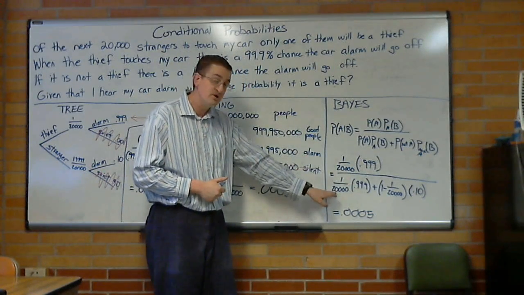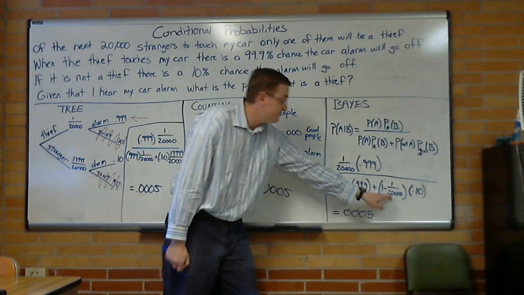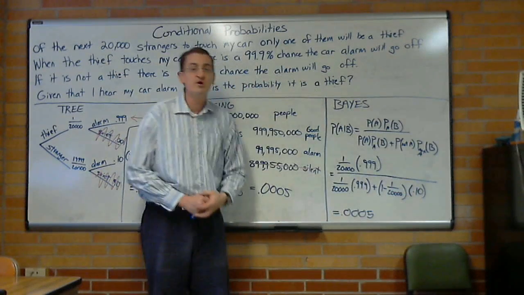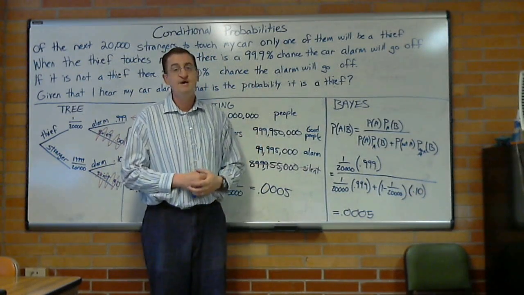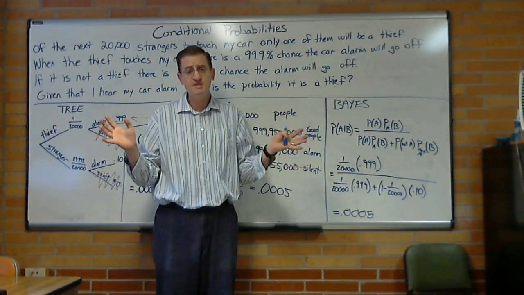And then in the denominator, what's the probability of a thief? Probability of a car alarm for a thief. And what's the probability of it not being a thief? And then the probability of a car alarm when it's not a thief. And this is a very mathematical approach. If you like that, that's great. Use whatever method works for you.